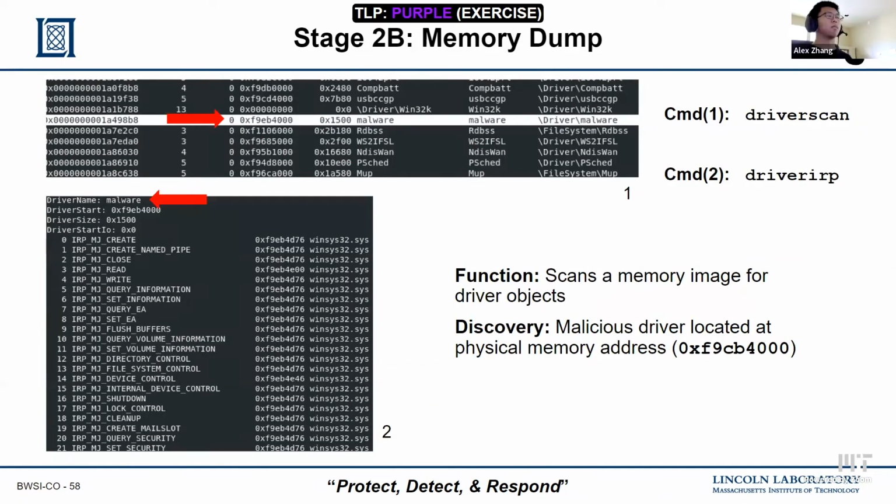So besides, I'm Alex, by the way. Besides looking at the modules, we can also look at the drivers in the memory sample using the commands driver scan and driver IRP. The output of driver IRP you can see on the picture that's labeled number 2. It's more in depth, but we can also see the WinSys32.sys that Romel just mentioned.